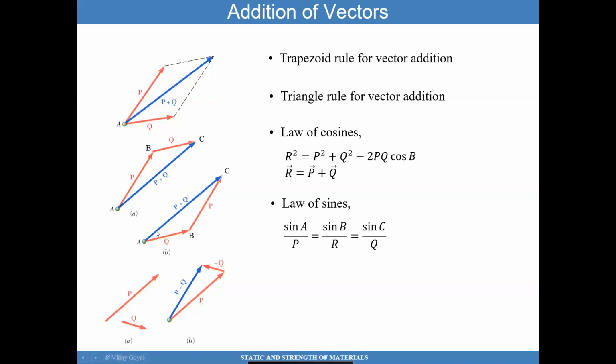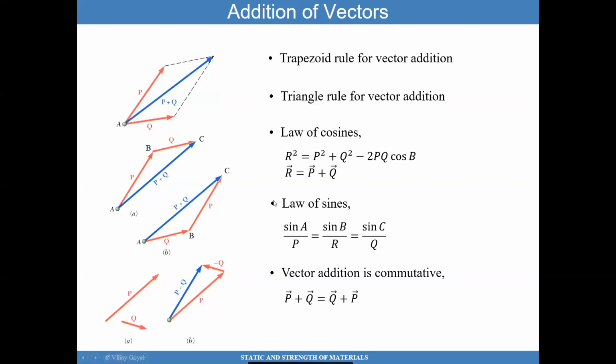So sine of A divided by the magnitude of P is equal to the sine of B, this angle right here, divided by this resultant magnitude, equals the sine of C, this angle right here, divided by Q, this magnitude here. And so this relationship can be used. You can also realize that the vector addition is commutative.